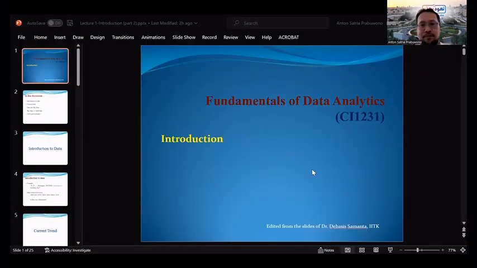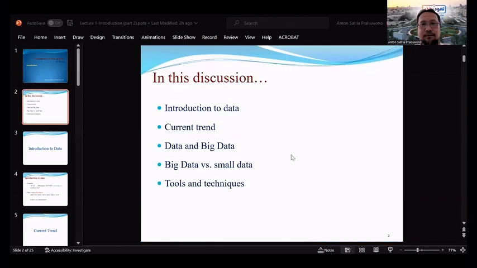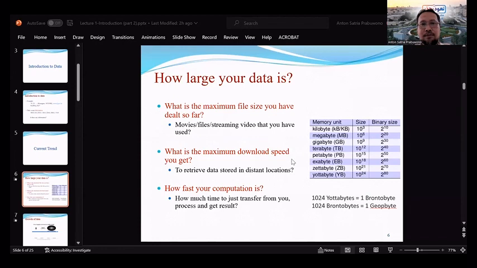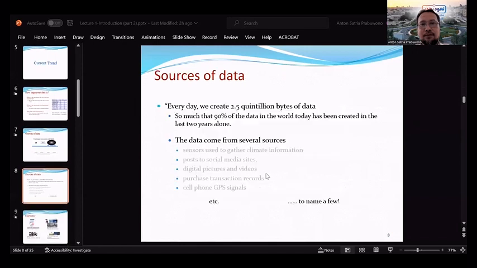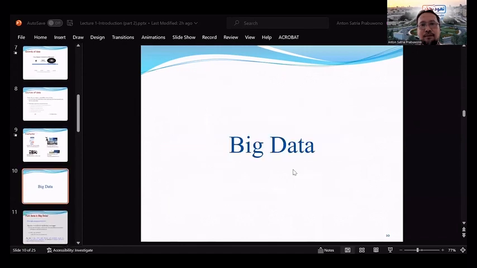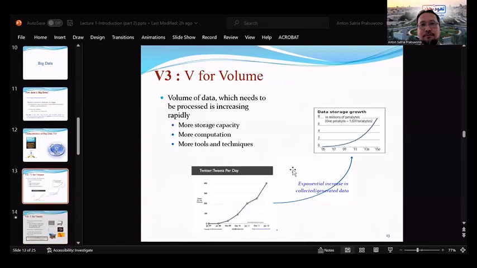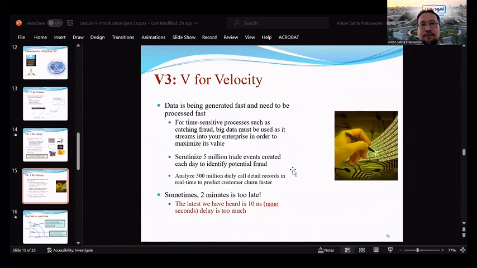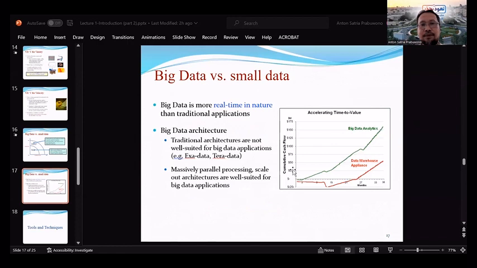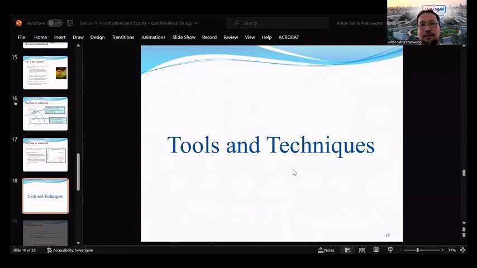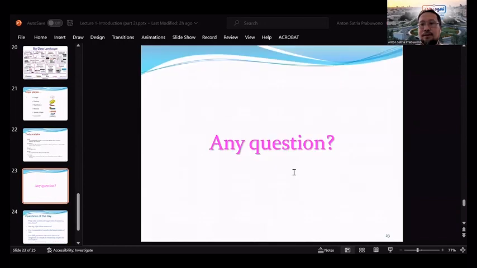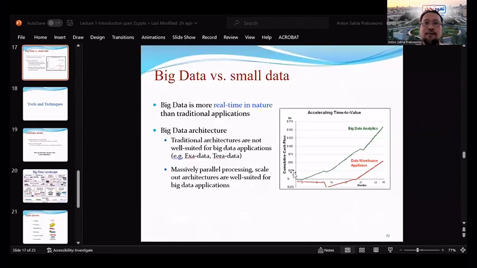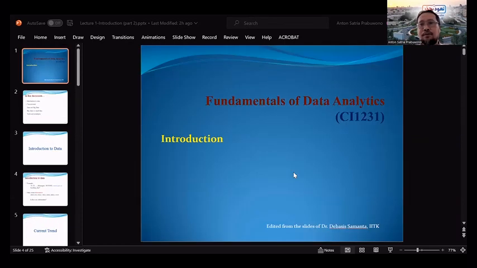So this is the second part. I will show you the measurement of the data, the growth of the data, the sources of the data, and then the characteristics that I mentioned, the comparison between big data and small data, or normal data, and tools and techniques, and so on. Then we come to the next one.